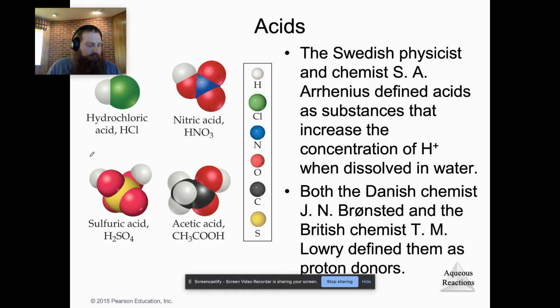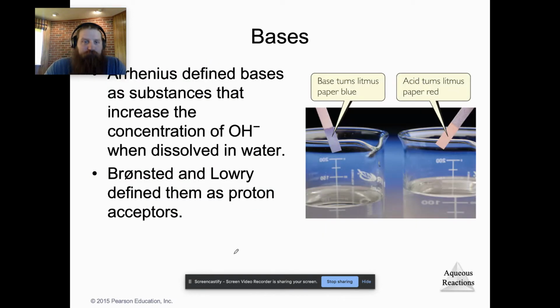Bronsted-Lowry kind of built on that definition a bit, and said that anything that donates a proton is going to be an acid, and thus anything that receives a proton will be a base. For the most part, acids are going to start with H. There is one notable example here. Acetic acid does not start with an H, but pretty much all the other acids do.